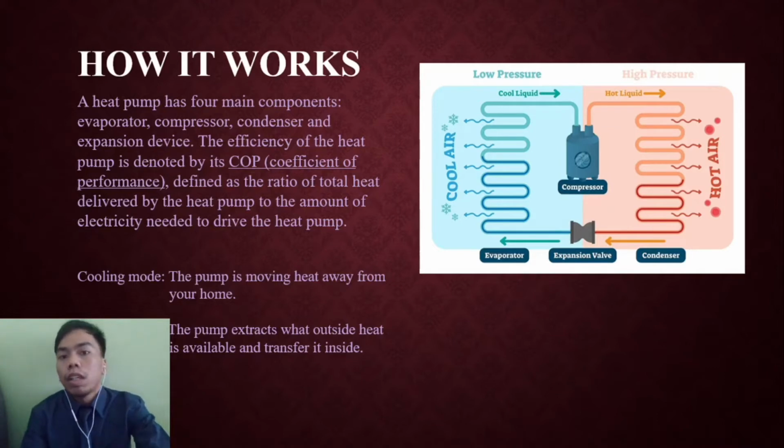The heat pump has two modes, cooling mode and heating mode. In cooling mode, the pump is moving heat away from your home, and in heating mode, the pump extracts whatever outside heat is available and transfers it inside. The heat pump uses the first law, which is a version of the law of conservation of energy, adapted for thermodynamic processes, distinguishing two kinds of energy transfer.